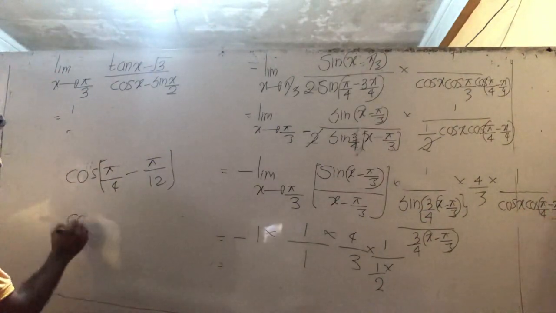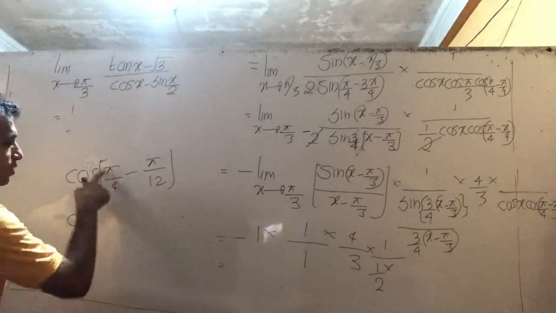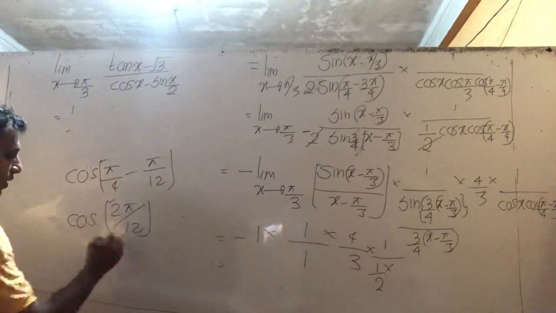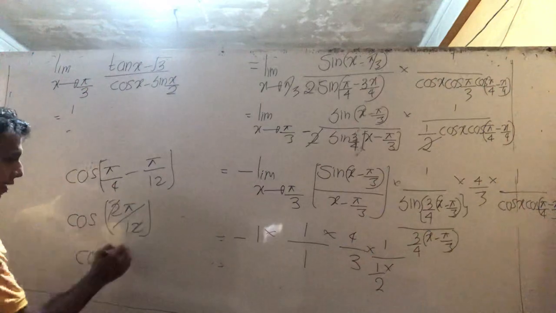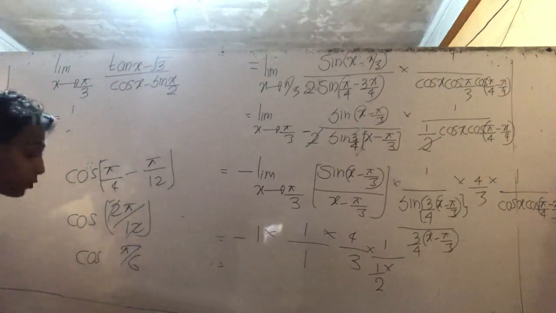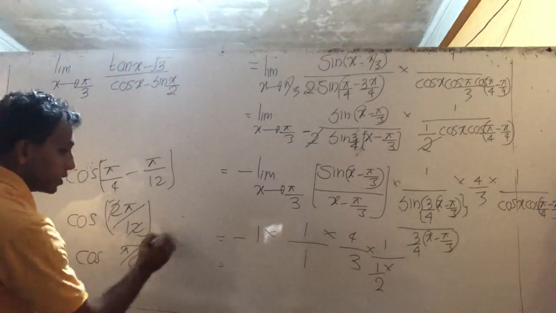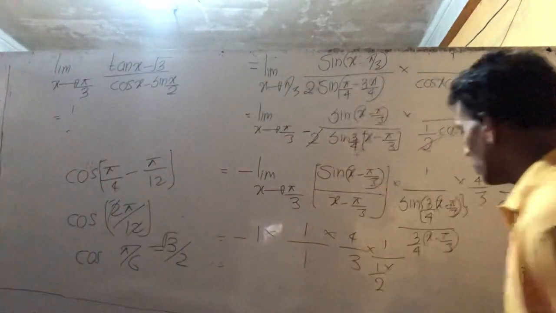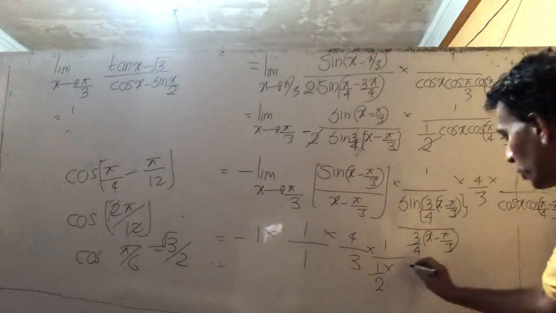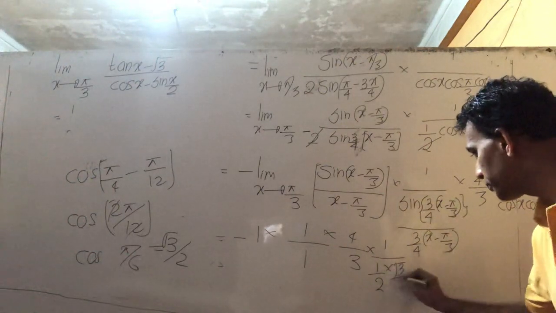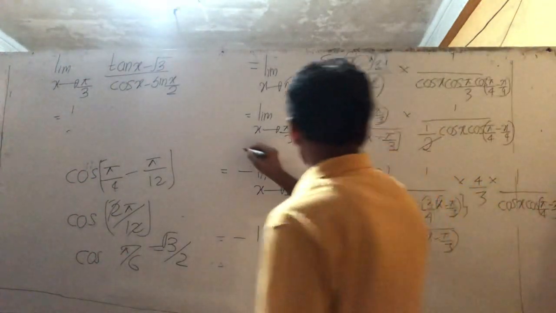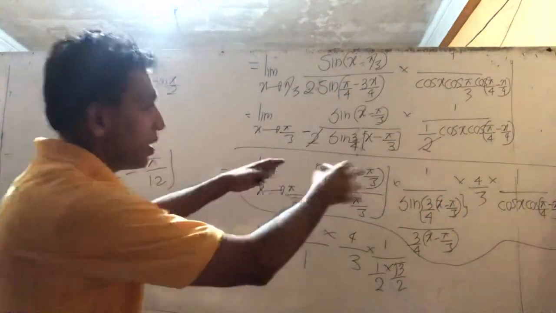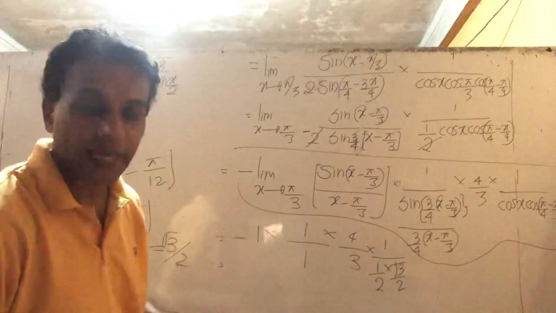Pi by 4 minus pi by 12, what is that? Cos of 2 pi by 12, what is that? Cos pi by 6. What is cos pi by 6? Root 3 by 2. So, others you can apply all the values. So, therefore, 1 over root 3 by 2. So, this step is the important part of this question, right? If you break this point, then the problem becomes easier.